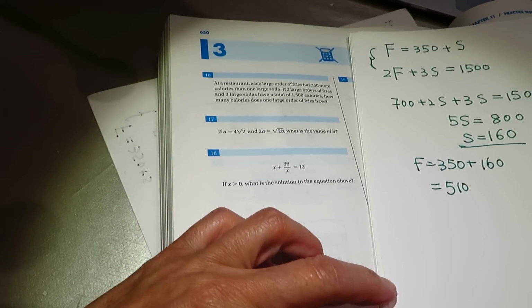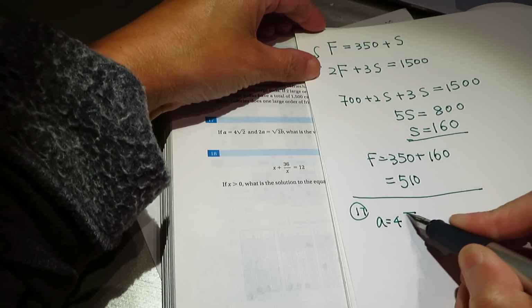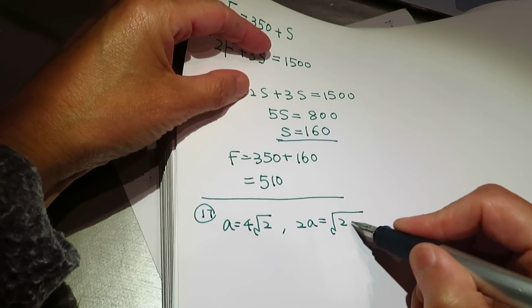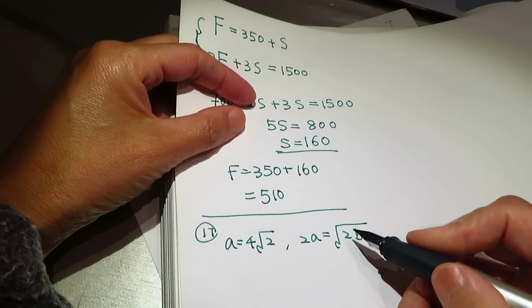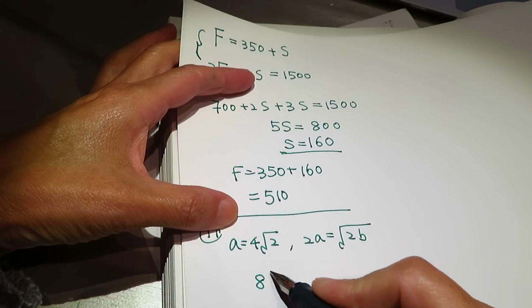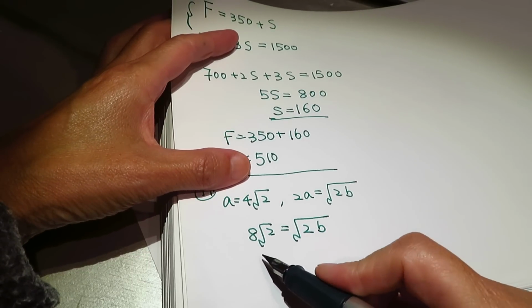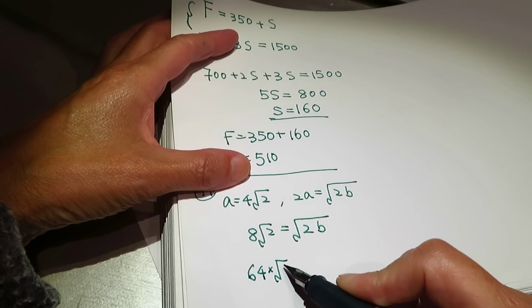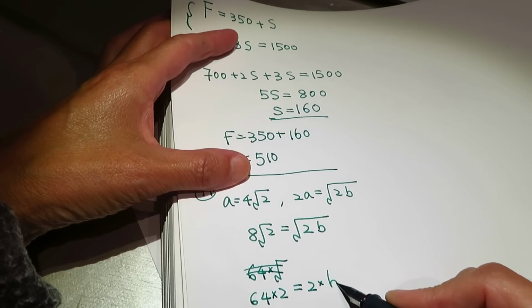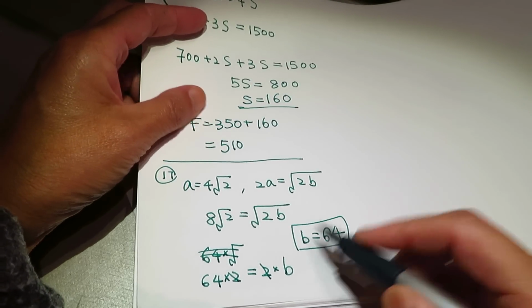Okay, another problem. If a equals 4 times the square root of 2 and 2a equals the square root of 2b, what is the value of b? So we just plug in a. 2a is 8 square root of 2, equal to the square root of 2b. Okay, we square both sides, so 64 times 2 equals 2 times b, right? So b equals 64, right? Easy peasy lemon squeezy.